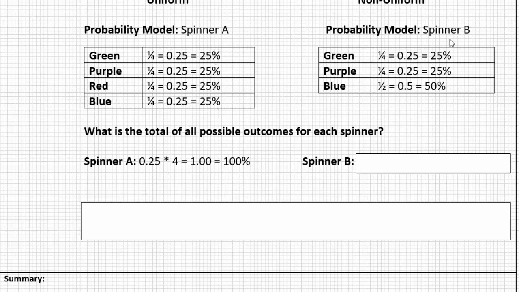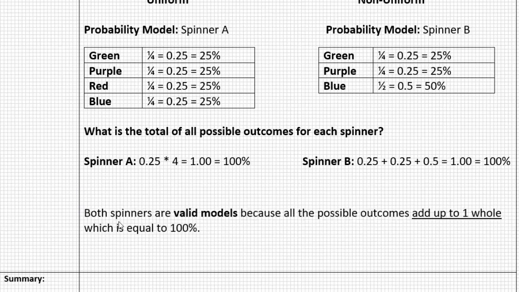That's a really important thing to notice. Is that also true of spinner B? What happens when we add up 0.25 and 0.25 and 0.5? What do we get? Well, if we add that up, we also get 1, which is equal to 100%. This is an important thing to notice because we're also going to start talking about, is this a valid probability model? Are we accounting for 100% of the possibilities? It tells us that both spinners, although spinner A is uniform and spinner B is non-uniform, are valid models because all the possible outcomes add up to 1, which is equal to 100%. We're taking into account 100% of the possibilities, so it's a valid model.